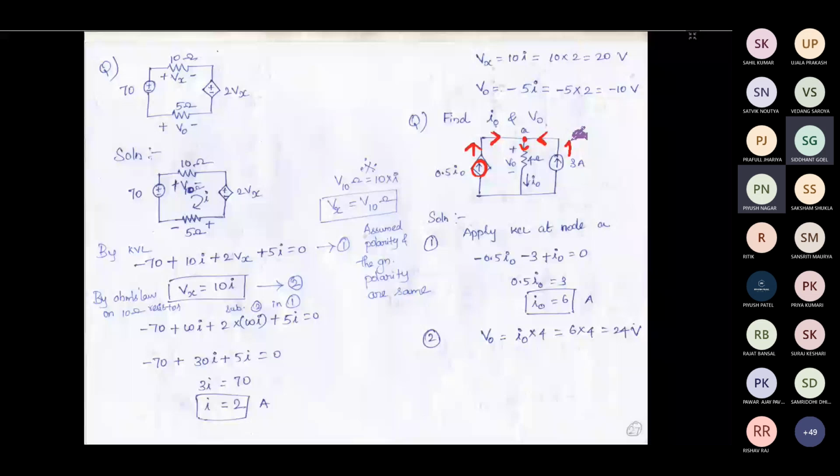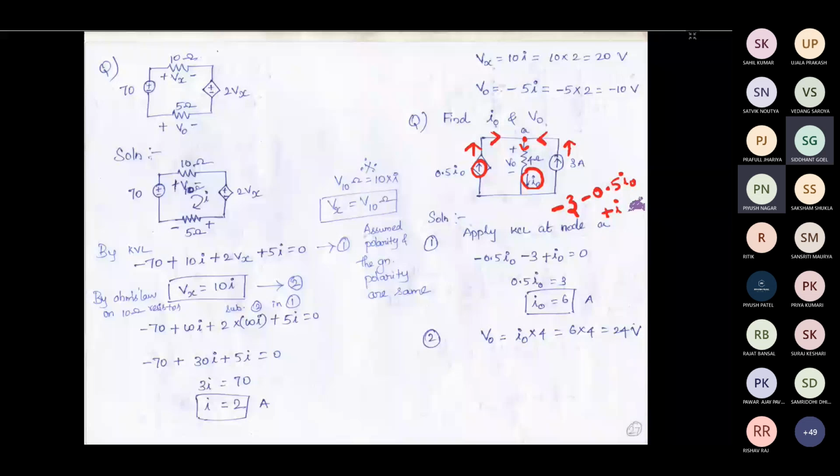Then the I naught is coming out, so it should go through this path. So the sum of the currents is equal to 0. So you can write minus 3, entering currents as negative, minus 0.5 I naught, that is, these two currents are the entering currents, plus I naught is equal to 0.